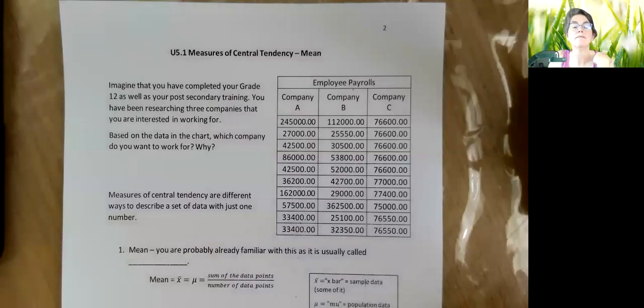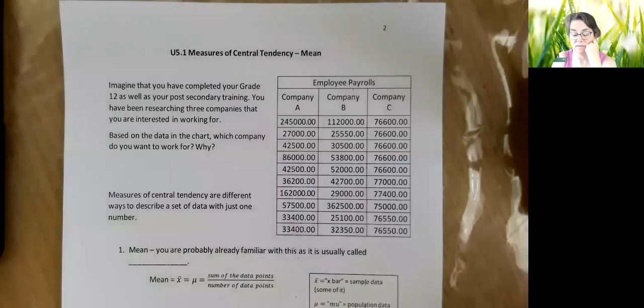Hi there, this is video U 5.1, so it's the beginning of the chapter on statistics. To start statistics, we're going to look at measures of central tendency. The first one we're going to do is mean. In general, the idea of measures of central tendency is trying to find just one number to describe a bunch of data.